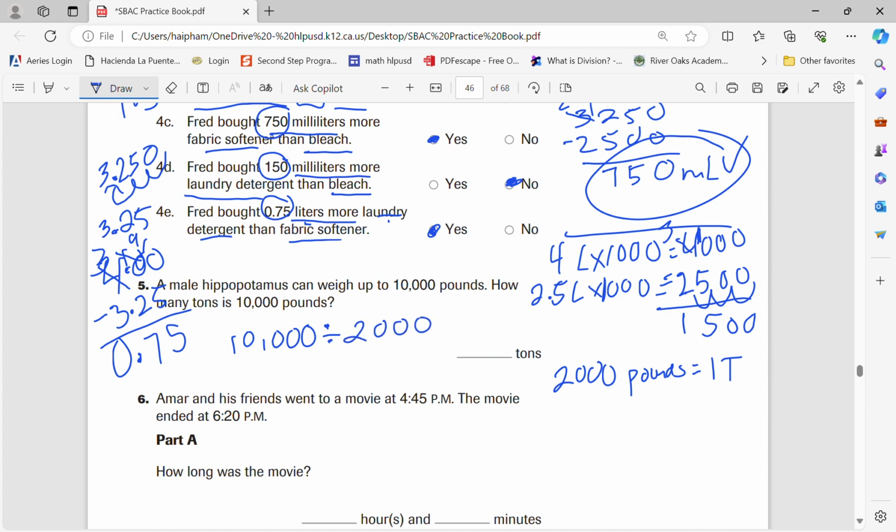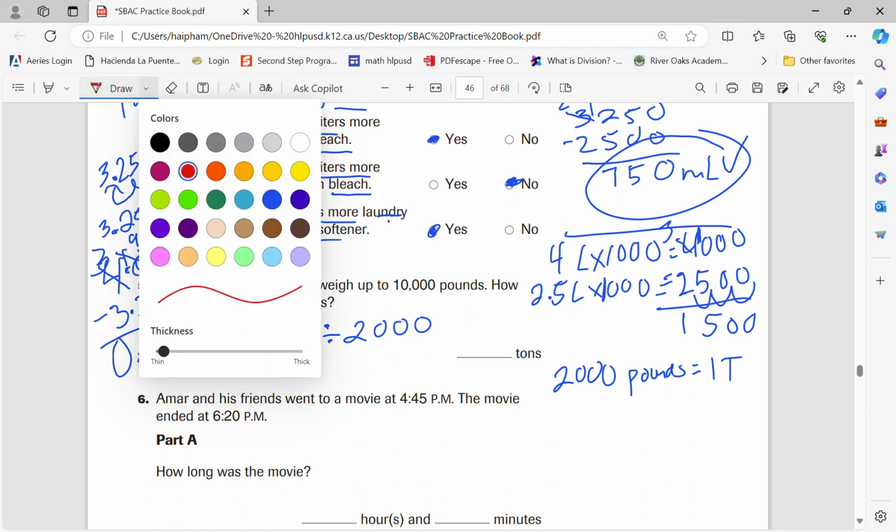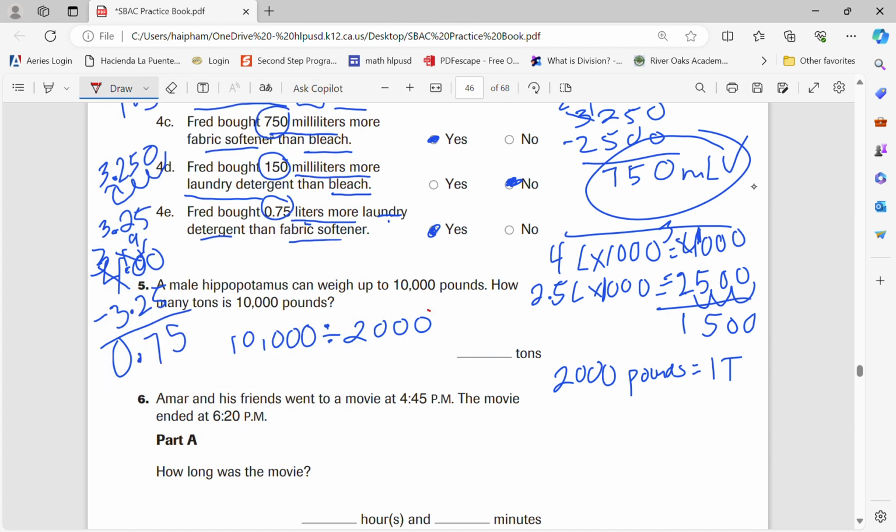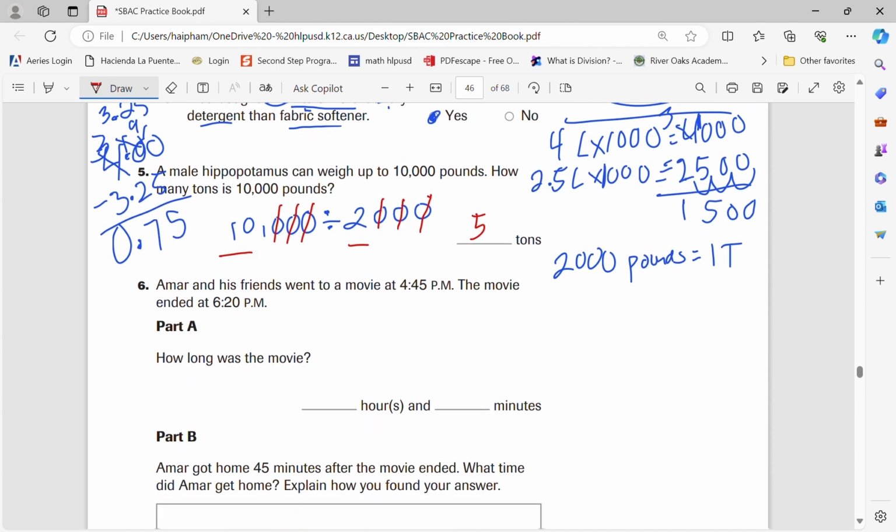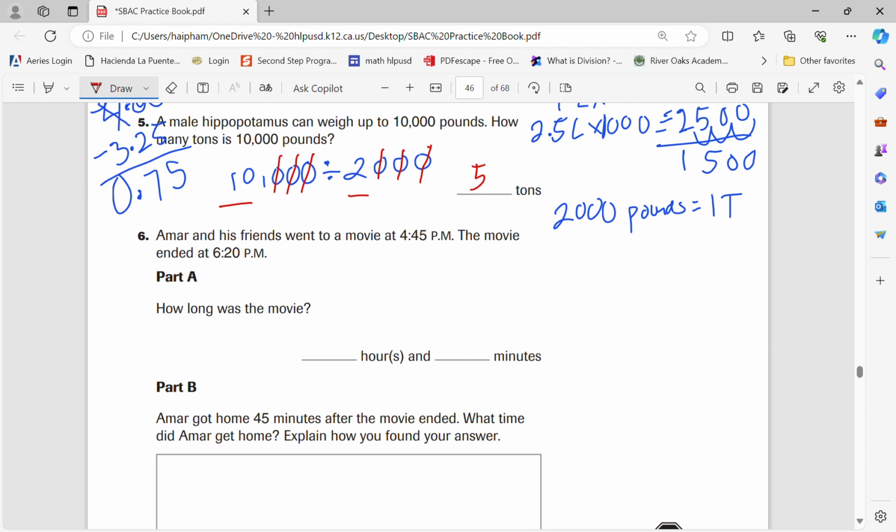And since we're working with the powers of tens, we could make this easier for ourselves by removing the zeros in our divisor. 1, 2, 3. Since we removed 3 zeros on one side, you need to remove the 3 zeros on the other side. And here we can just use mental math. 10 divided by 2, that will be 5. There you have it. Moving on to our final problem of today.